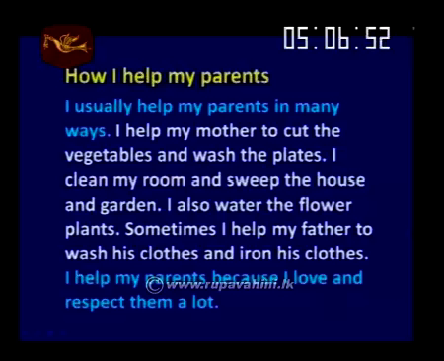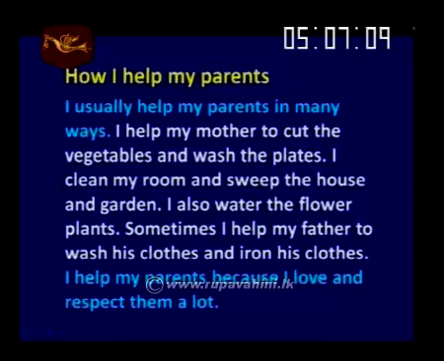So in this short paragraph, you can see the topic sentence. I usually help my parents in many ways. It is highlighted in blue, you can see, and that is what we call the topic sentence. So that is an introduction, kind of an introduction to what you are writing. Yes.